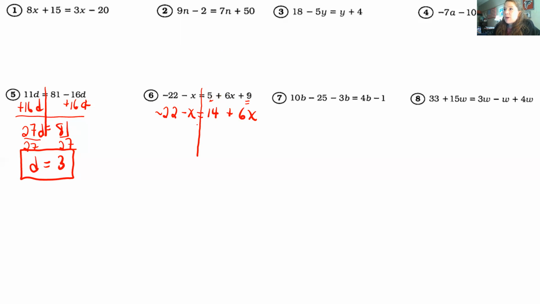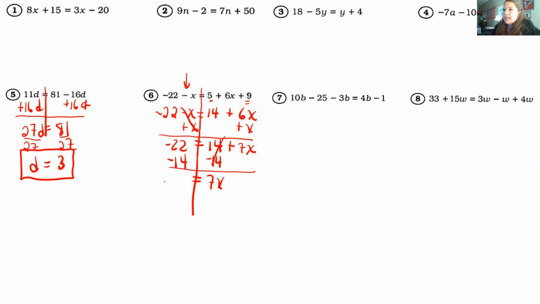All right, I'm going to move my smallest variable, which is this -x. So the opposite of -x is +x. So now I bring down my -22. This is gone. I bring down 14, and 6x plus 1x is 7x. I want x by itself, so I'm going to get rid of this 14. So I'm going to subtract 14 from both sides. This is gone. I bring down my 7x. I bring down -36, right? And then the opposite of times 7 is divided by 7.